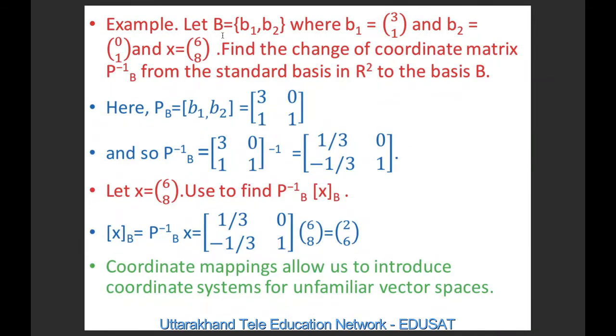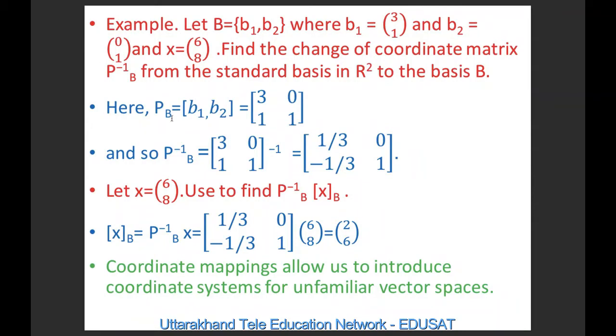For example, let B be equal to B1, B2, where B1 is (3, 1) and B2 is equal to (0, 1), and x is equal to (6, 8). Find the change of coordinate matrix PB inverse from the standard basis in R square to the basis B. So the given bases are B1 equal to (3, 1), B2 equal to (0, 1).